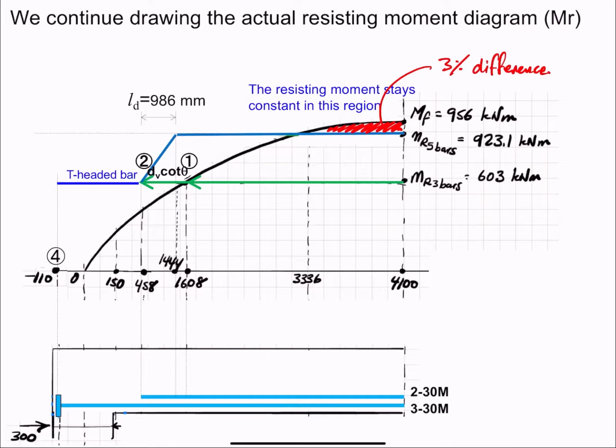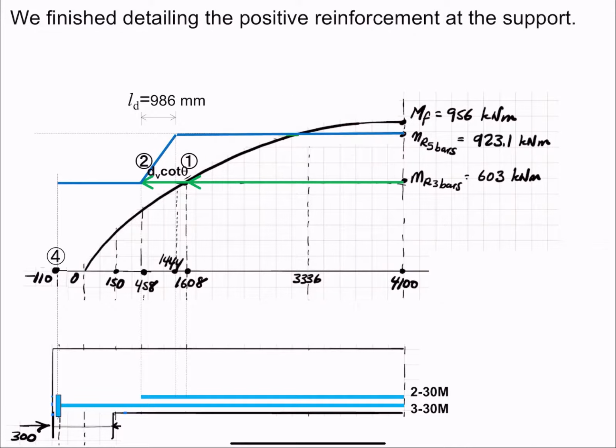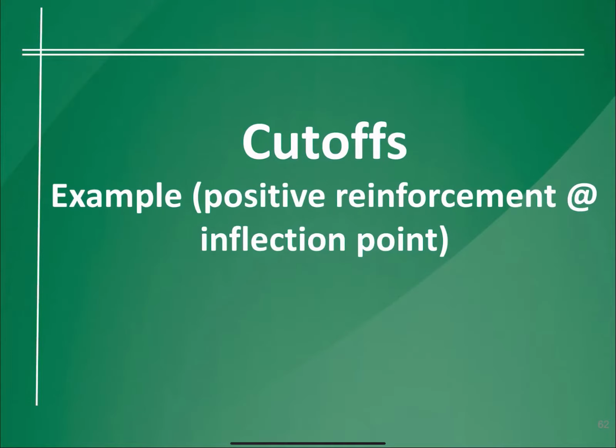So most of our resisting moment diagram exceeds the factored moment. So our cutoff points are quite all right. We finished detailing the positive reinforcement at the support, and then we have interesting things ahead of us. We have to detail the positive reinforcement at the inflection point, and then later we'll detail the negative reinforcement. Well, perfect. Thank you very much, and see you in the next video.